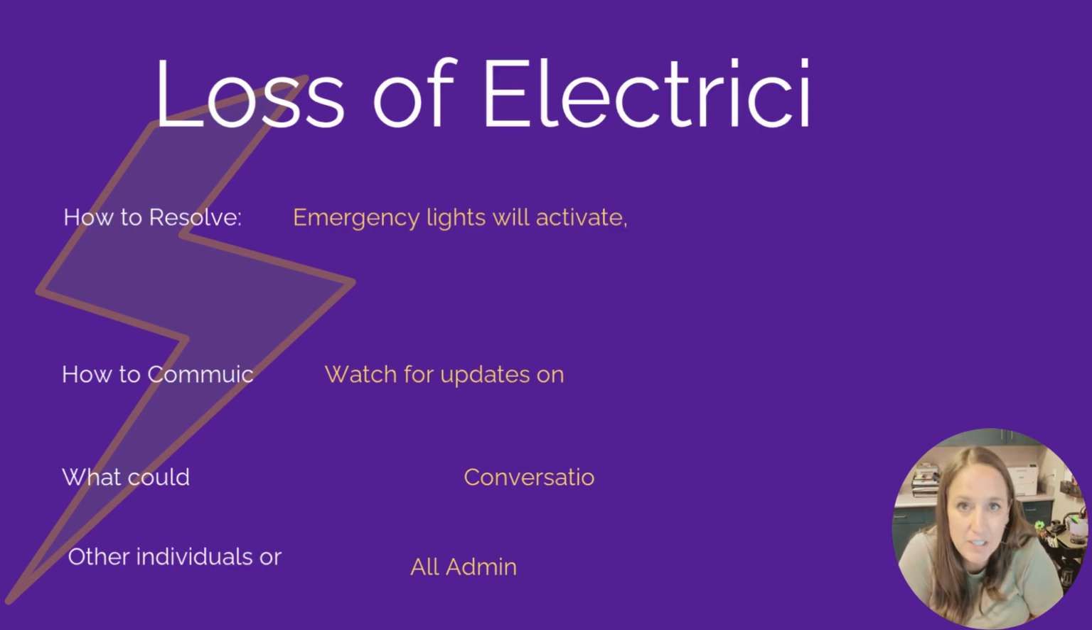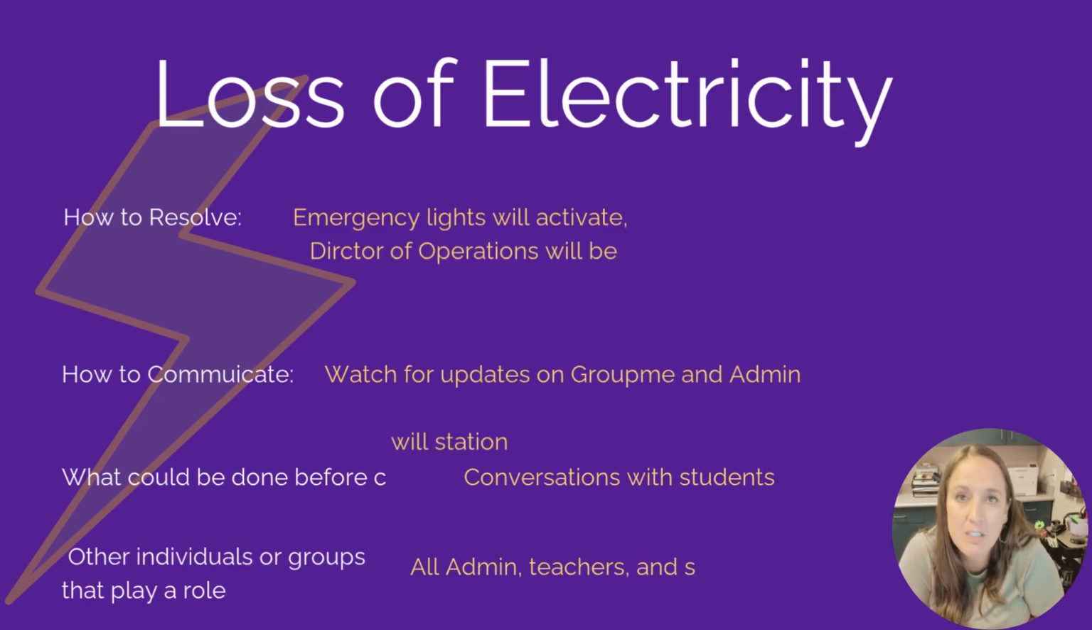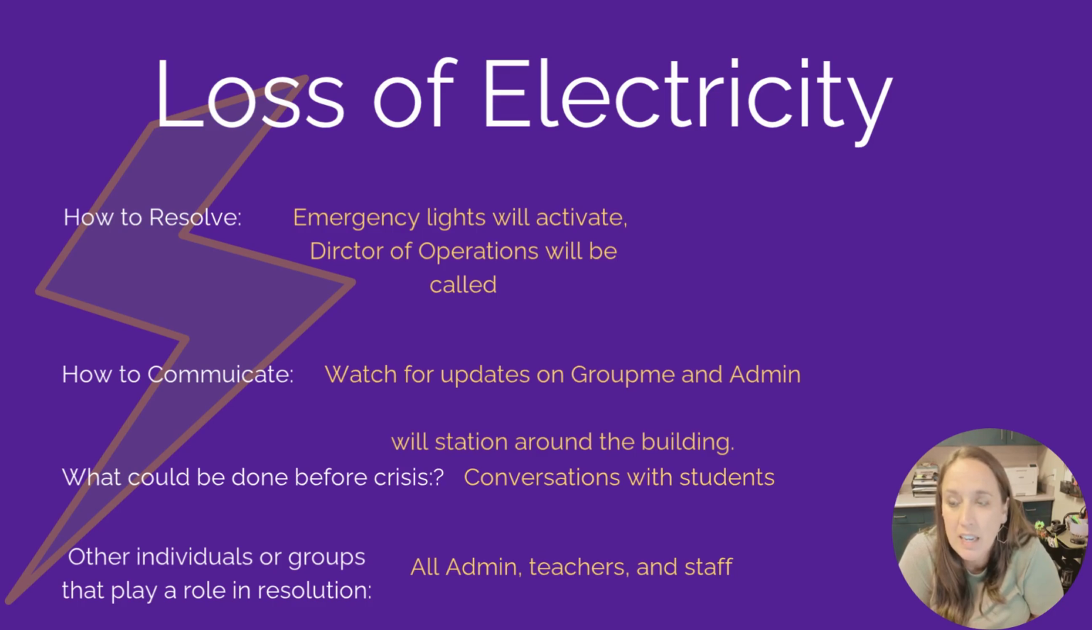Okay, we got to experience this last year. If you were on campus on the very first Monday of school, we had a loss of electricity and it was hot outside and the building got hot. I think we were out of electricity for about 3 hours that day. So our emergency lights come on, so the building is never completely dark. We have windows in classrooms and the halls have the emergency lights. The bathrooms are pretty dark.